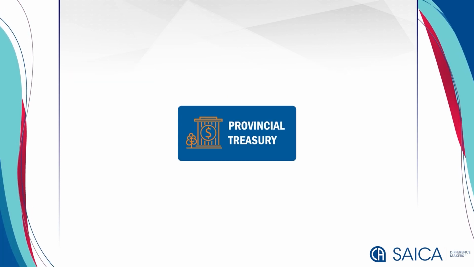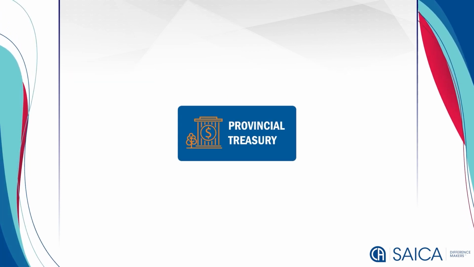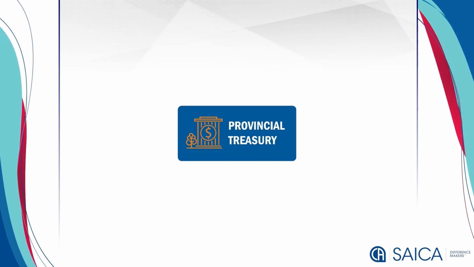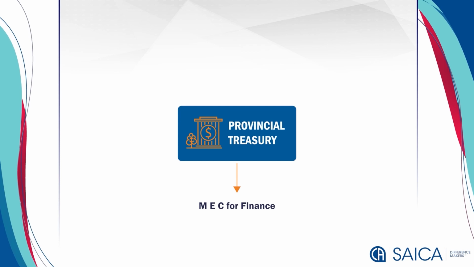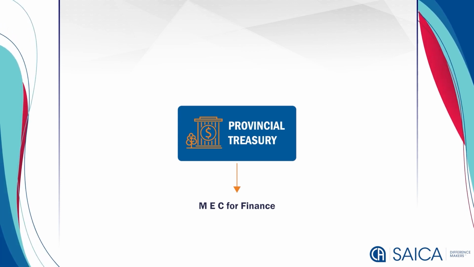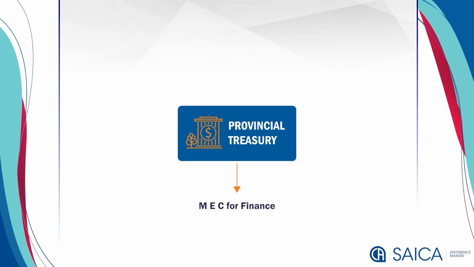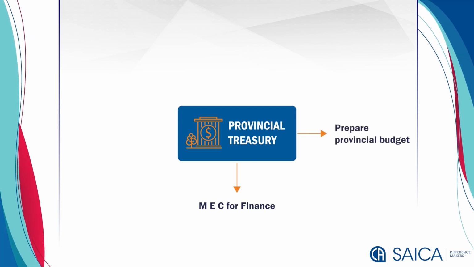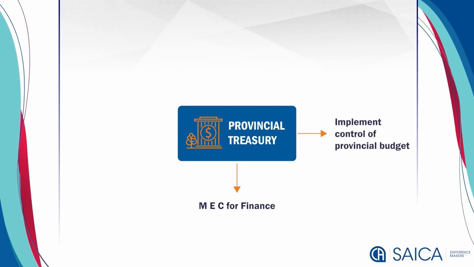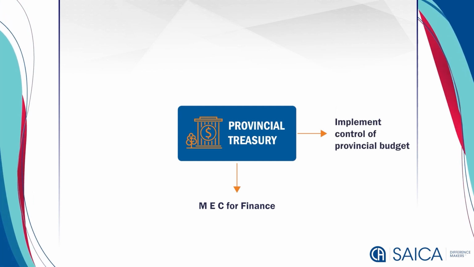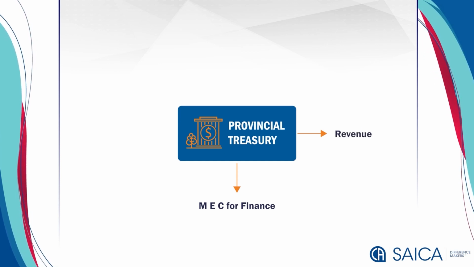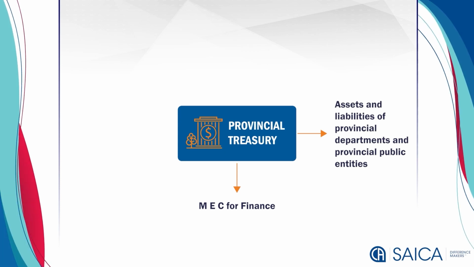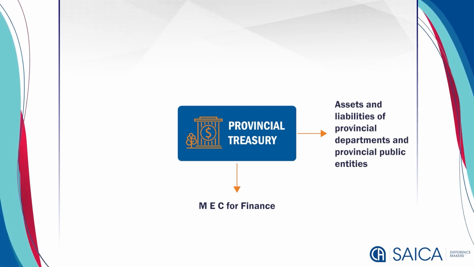Provincial Treasuries and Provincial Revenue Funds. There is a Provincial Treasury for each province, consisting of the MEC for Finance in the province, who is the head of the Provincial Treasury, and the provincial department responsible for financial matters in the province. The functions and powers of a provincial treasury, amongst others, are to prepare the provincial budget, exercise control over the implementation of the provincial budget, and promote and enforce transparency and effective management in respect of revenue, expenditure, assets and liabilities of provincial departments and provincial public entities.